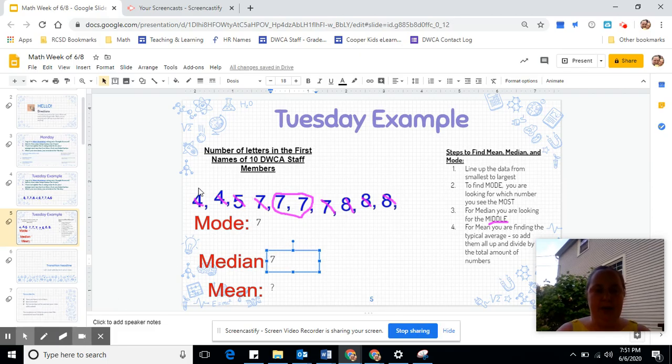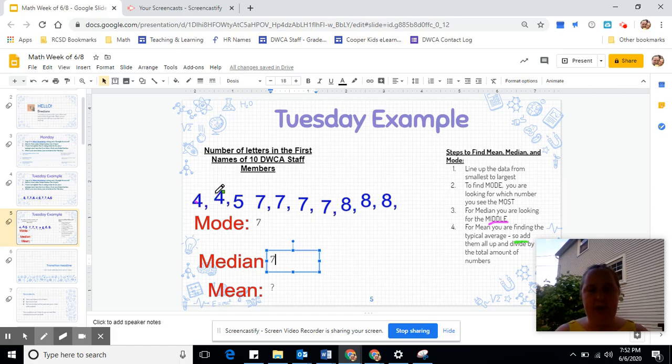Okay, now let me get those numbers again. So let me erase what we've done, just the purple part. And now we're going to try to determine the mean, or what most people think of as average. Over here it says you add them up, add all the numbers first. So I'm going to do just that.